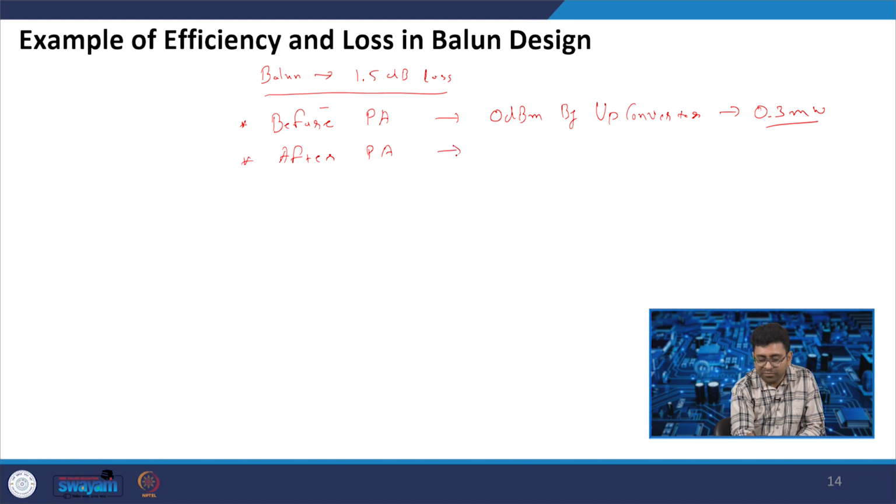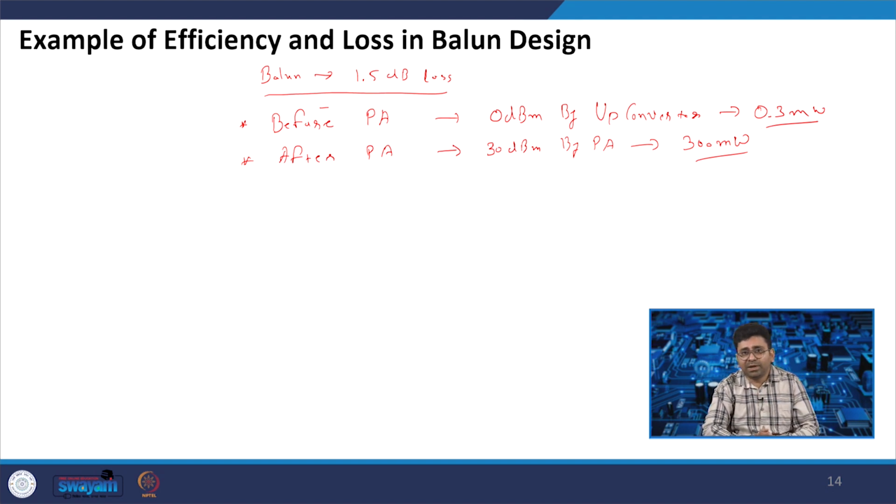and if your power amplifier output is around 1 watt or 30 dBm, so the PA power output is 30 dBm, then the loss is around 300 milliwatt. So, again if we use a balun after the power amplifier, there is too much loss. So, it is better to use the balun before the PA.